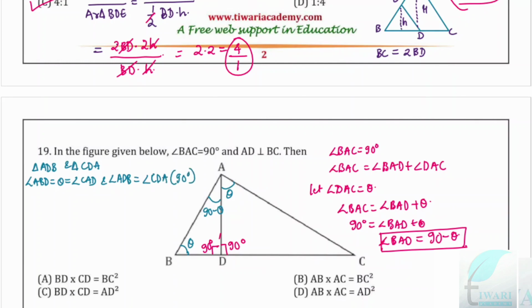So by AA criteria, triangle ADB is similar to triangle CDA. So we can write AD by CD is equal to BD by AD, which means AD square is equal to CD into BD. So BD into CD, option C is the right answer.